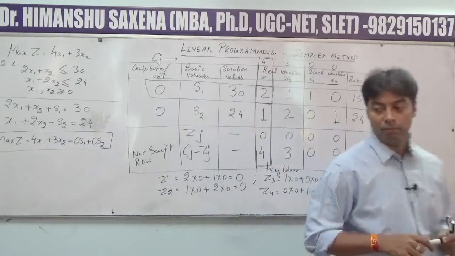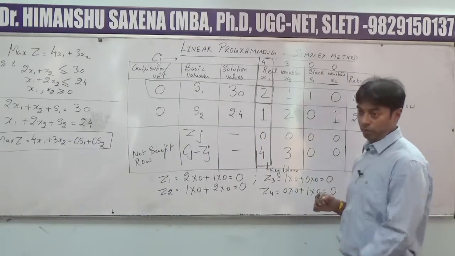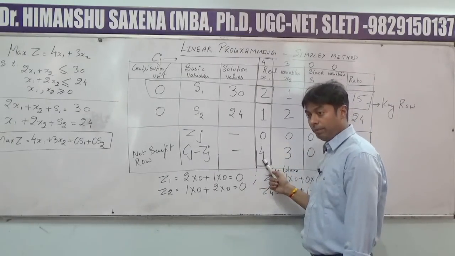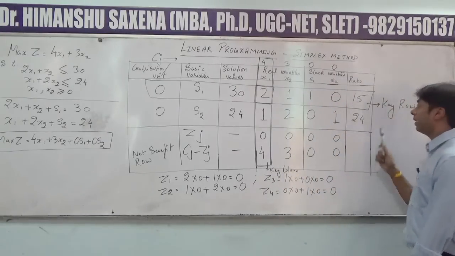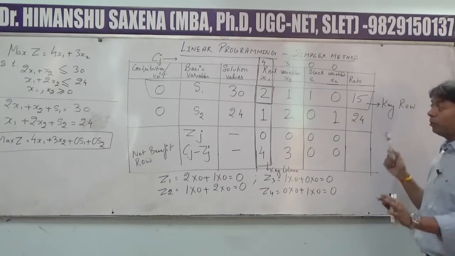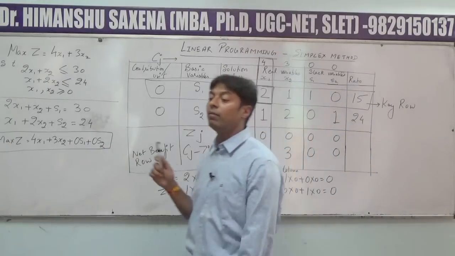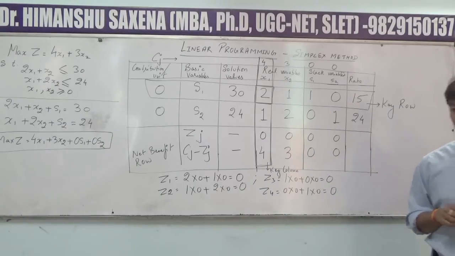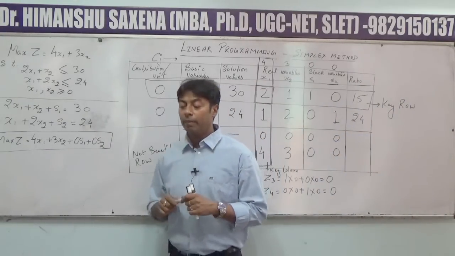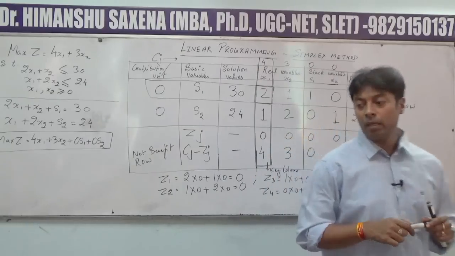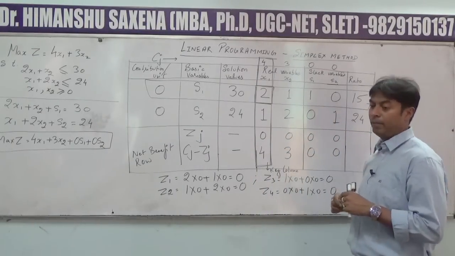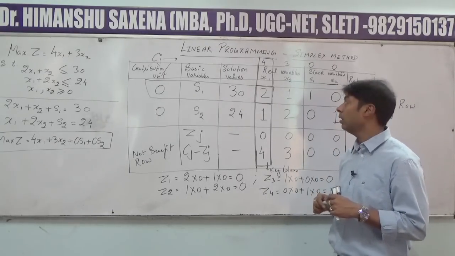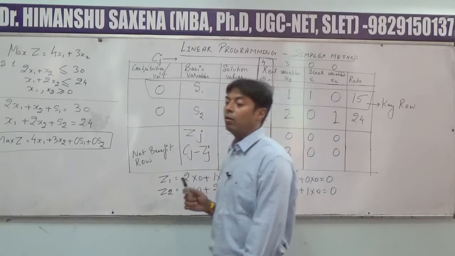Next, number 4. Kindly take down the fourth concept. You have taken down key column, then ratios, then key row. Now the fourth one is for incoming variable. The incoming variable will be the variable existing in the key column.